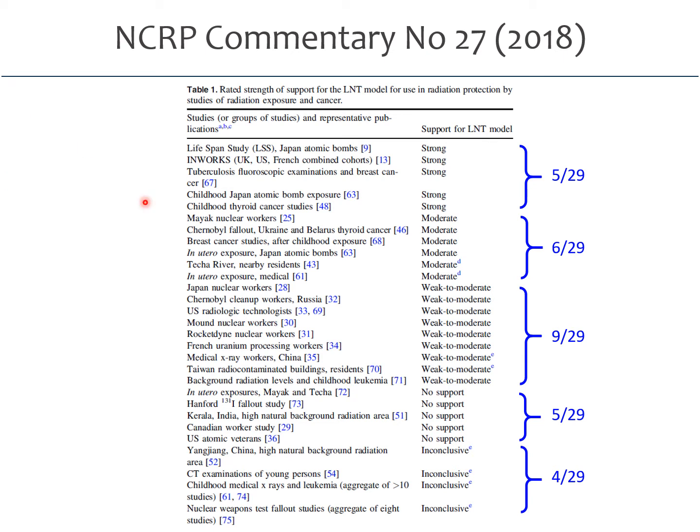The results are shown in this table, and you can see that 5 out of 29 studies provided strong support for the LNT, 6 out of 29 provided moderate support, 9 out of 29 provided weak to moderate support, 5 out of 29 studies provided no support, meaning that they were actually showing either no association of cancer incidence with dose or even a negative association, a hormetic effect, and finally 4 out of 29 studies were considered inconclusive.